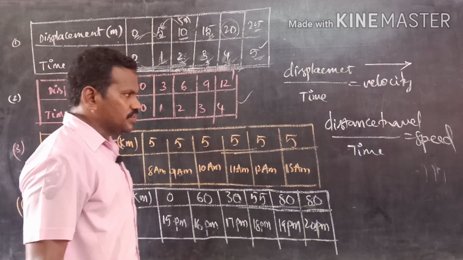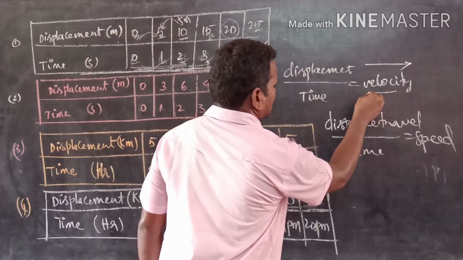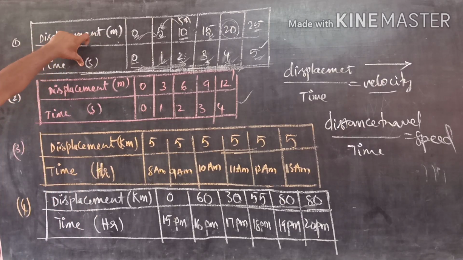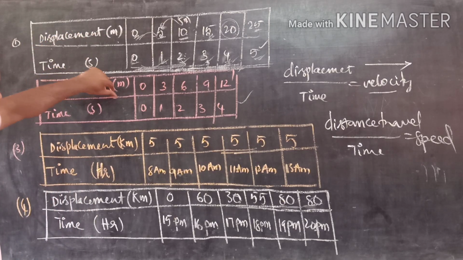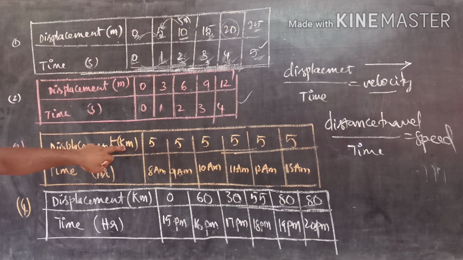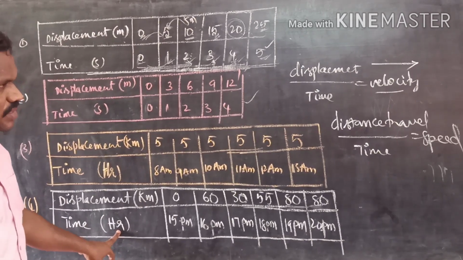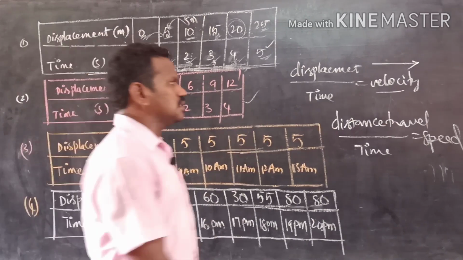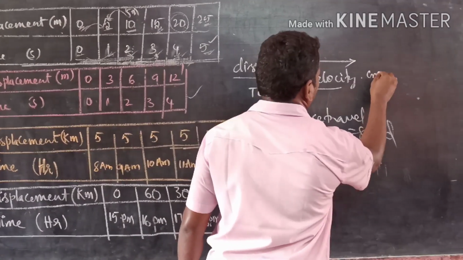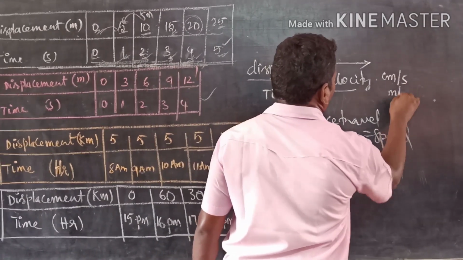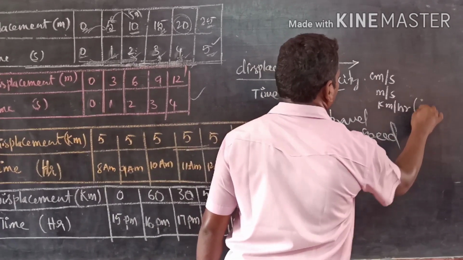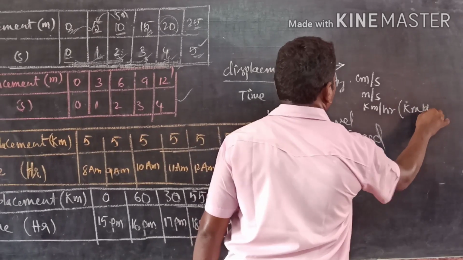Now come to the units. Here the unit is meter per second. Here also meter per second. Here kilometer per hour. Here also kilometer per hour. Or generally we can consider centimeter per second also. So the unit of velocity is centimeter per second, or meter per second, or kilometer per hour, represented as kmph.